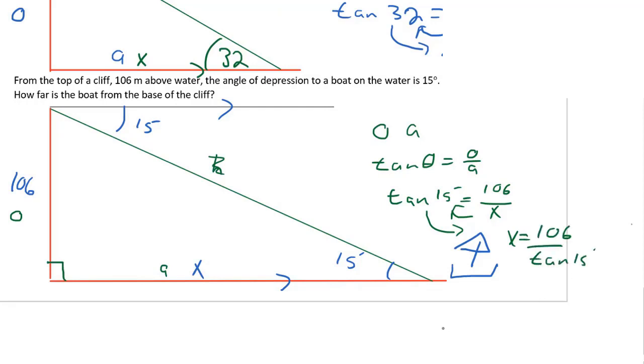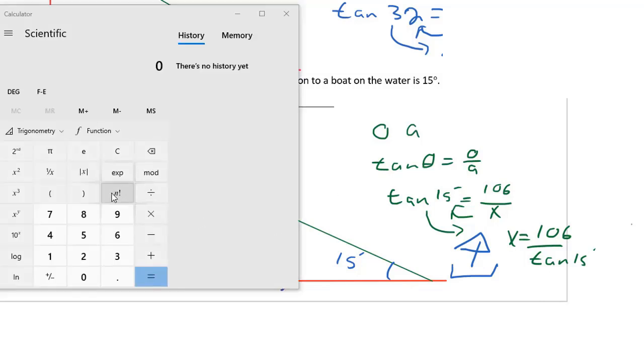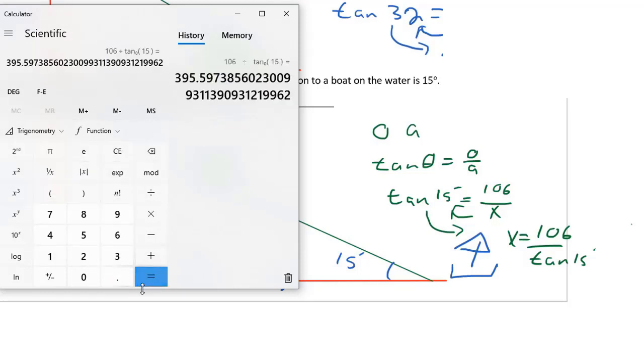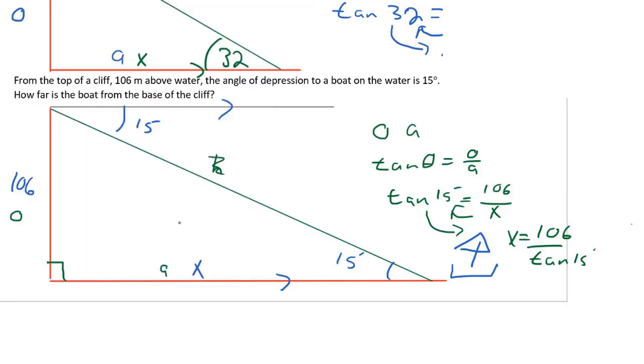All right, I'm going to pull up my calculator and let's see what we get. So I'm going to start with the top, 106 divided by, now I want to find out the tangent of 15, so I have to start with 15, then the drop down tangent, and now I can hit equals, and I can see that the distance must be 395.6 meters, and the boat is 395.6 meters away from the base of the cliff.